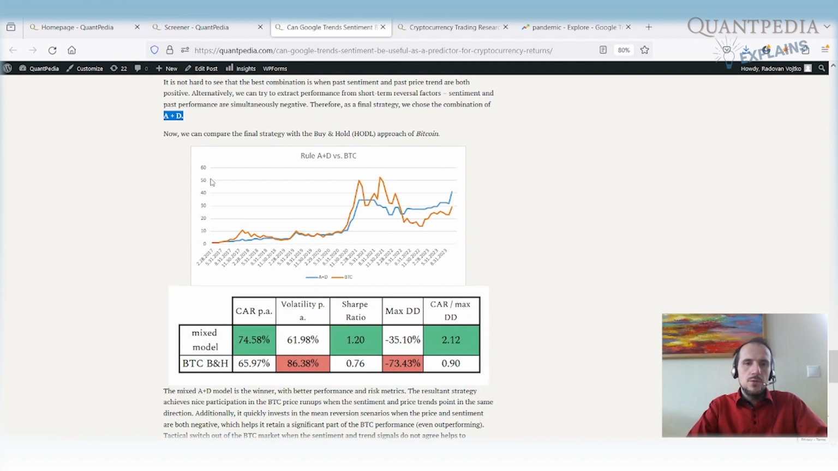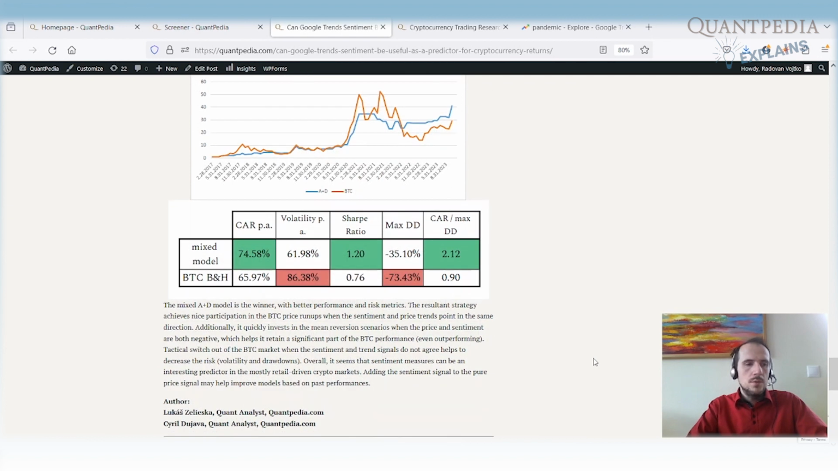So now we can compare the final strategy with the buy and hold approach of the Bitcoin. So what we can see is that firstly, we have a higher performance. So our mixed model has a significantly higher performance. It has a lower volatility because we are out of the market when the volatility of the Bitcoin is high. We have a higher Sharpe ratio, we have a smaller maximum drawdown, and our Sortino ratio, which is the performance to maximum drawdown, is significantly higher compared to just buying and holding the Bitcoin.